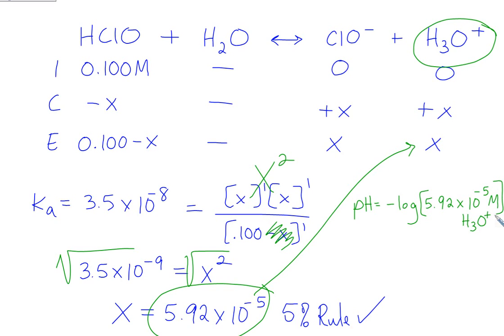We plug that in, and I get, the original molarity had 3 sig figs, so maybe I'll leave 3. How about a pH of about 4.23? Done. These weak acids are really not that bad.